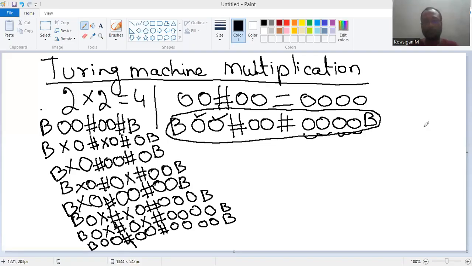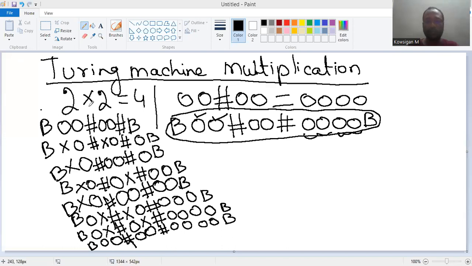So welcome back students. Now in this video lecture, we will see how to design a Turing machine transition diagram for the multiplication operation. In the previous video, we have seen how to perform the multiplication operation, and we have seen the logic of the multiplication operation to be done in the Turing machine. So now I will be drawing the transition diagram.